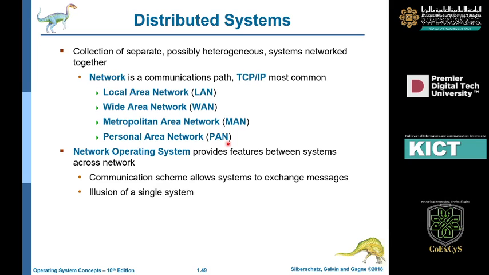The operating system also supports a collection of separate, possibly heterogeneous, system networks, right? LAN, metropolitan area network, PAN, so all of this works basically on the TCP/IP stack, and how we access data, particularly on the network, right?